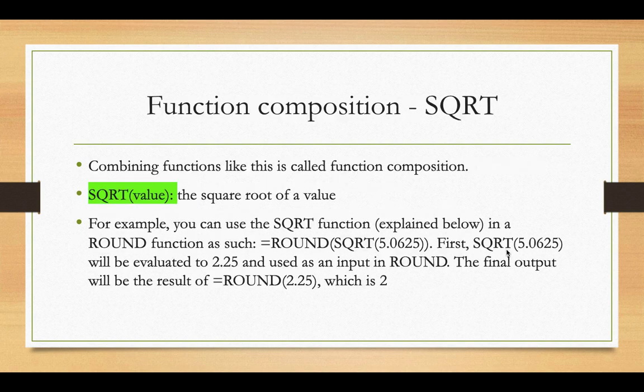The next function is the square root function. You need this function to combine functions, to reciprocate, or to find the square root of a value. For example, you can see that the square root of 25 is 5. If you need to find the square root of a different number like 5.0625, it would give an answer of 2.5. If you round off this 2.5, it will be evaluated to 2.